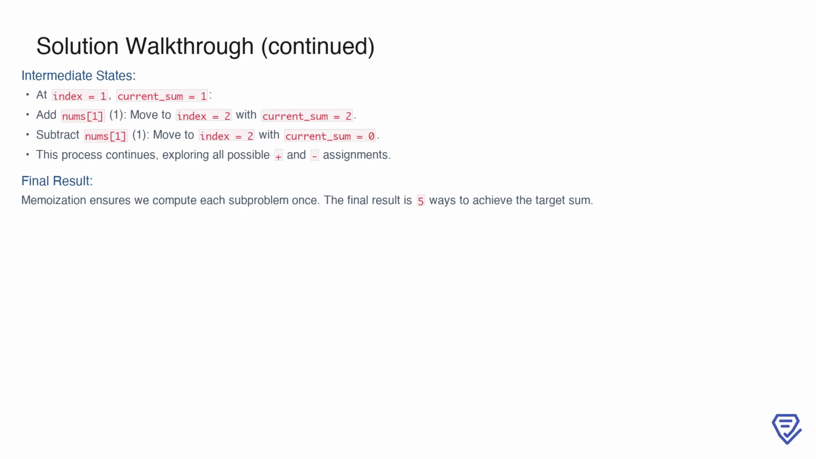This process continues recursively for all indices, exploring every possible combination of plus and dash assignments. Throughout the recursion, memoization ensures that each subproblem is computed only once. For example, if we encounter an index and current sum that has already been calculated, we directly reuse the stored result without recomputing. Once all paths are explored, we find that there are 5 distinct ways to assign signs to the numbers in nums such that their sum equals the target.